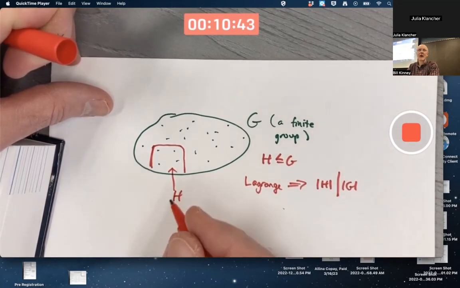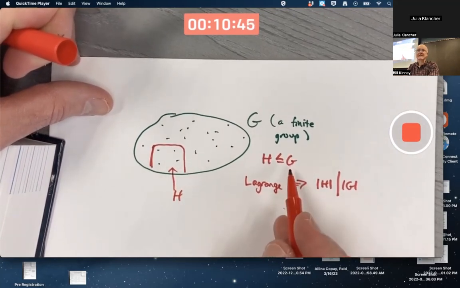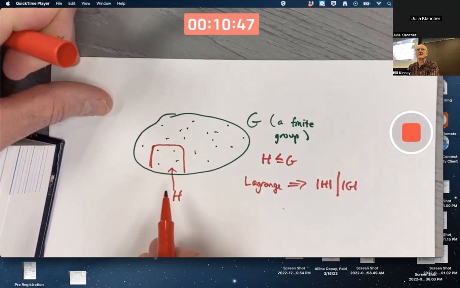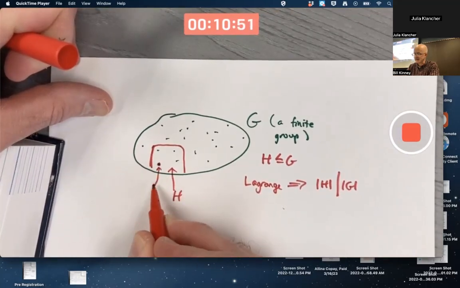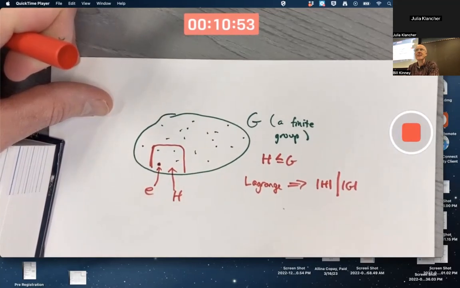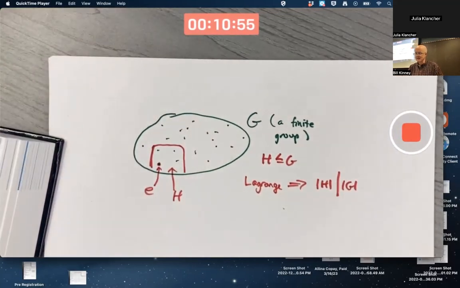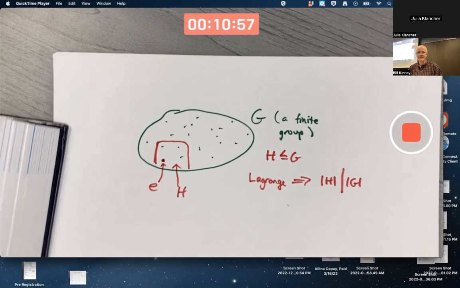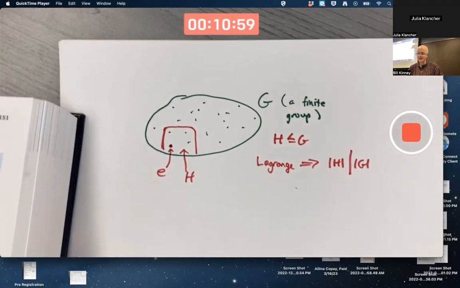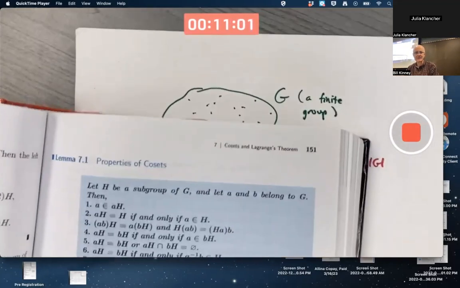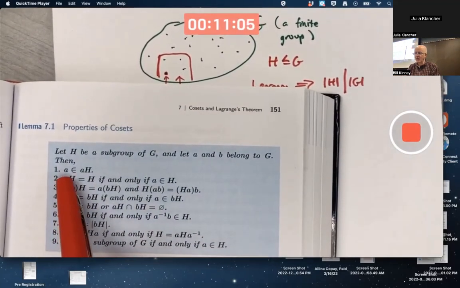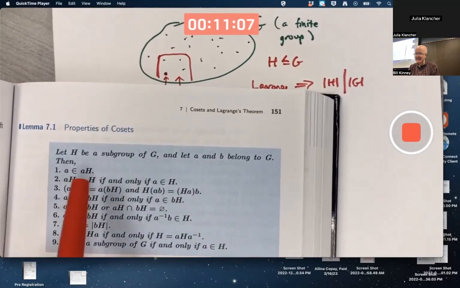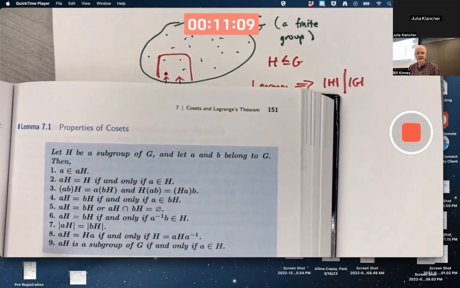Okay. Well, if H is a subgroup of G, the identity's got to be one of those four elements. Let's pretend that's the identity right there, E. Okay. So there's our setup. How can I think about cosets intuitively in this setup, in particular the properties? Property 1 says A is an element of AH.